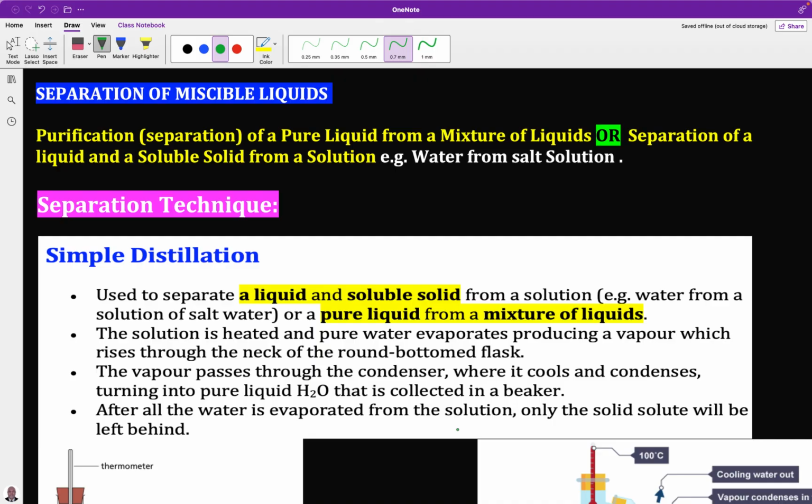Let's start with this: purification or separation of a pure liquid from a mixture of liquids. Separation of a liquid and a soluble solid from a solution. Our example is water from salt solution. These are miscible liquids. In this case, what do you do? The simple method is distillation.